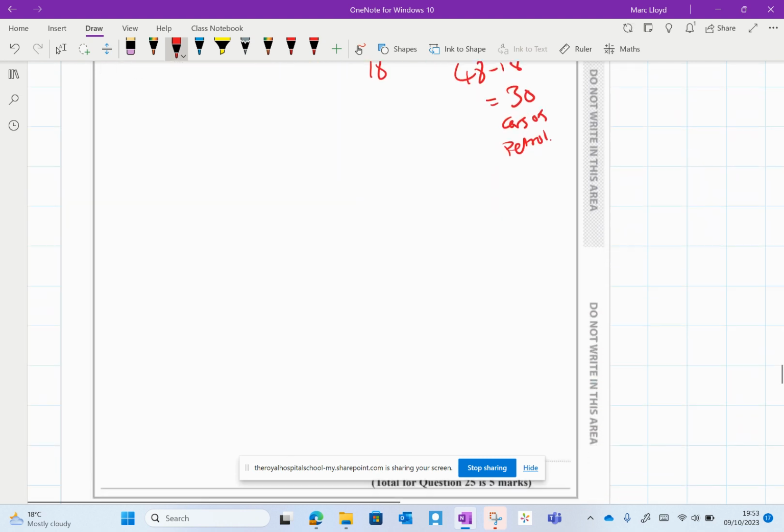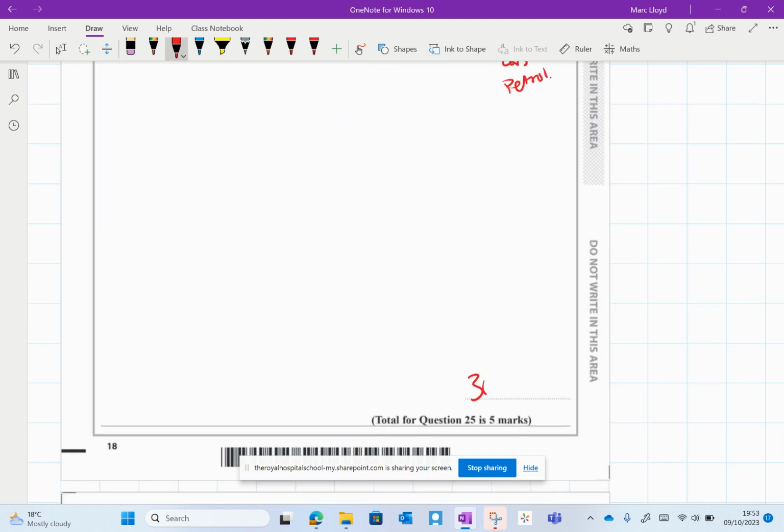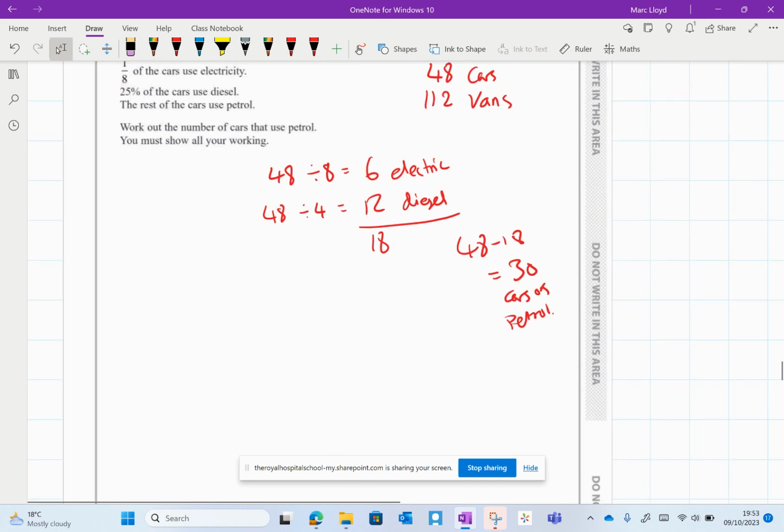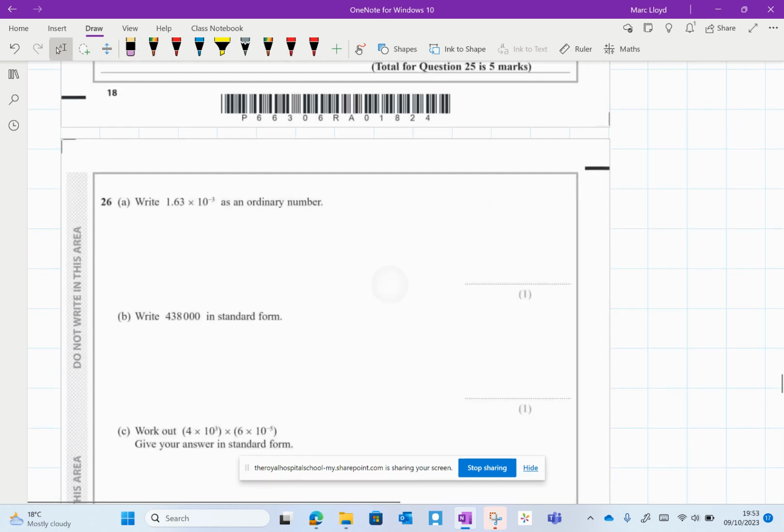Wonderful. I remember marking that question. It was horrible. But people just got a bit confused and started finding an eighth of everything and then sorting out the ratio afterwards, which would have worked, I think, but yeah, not nice.